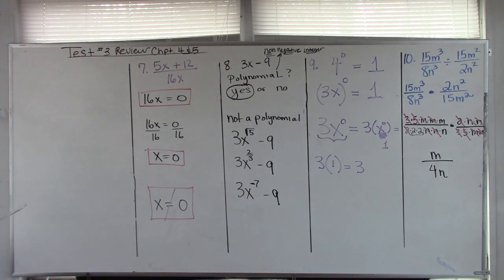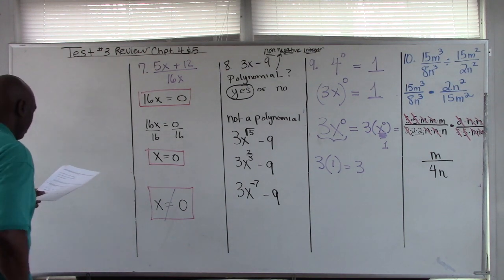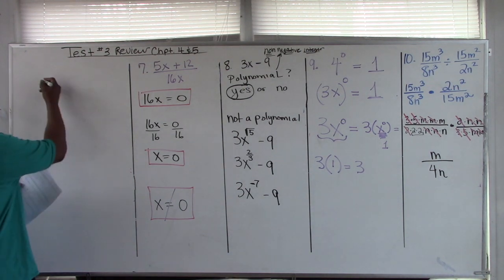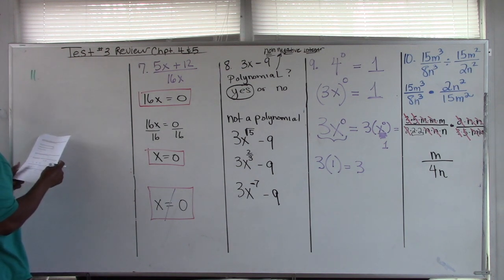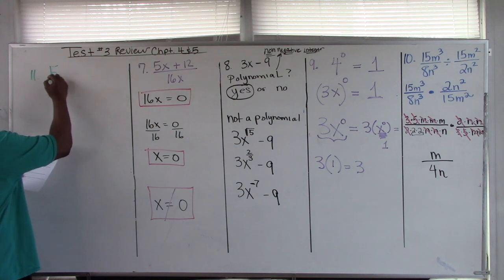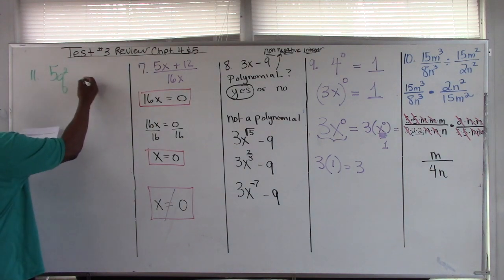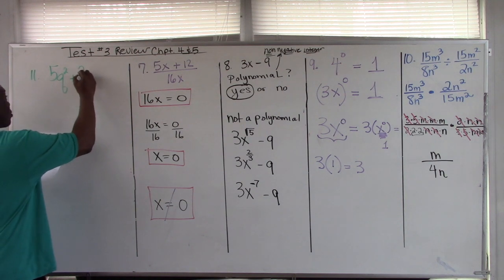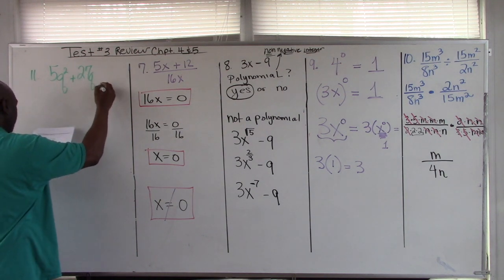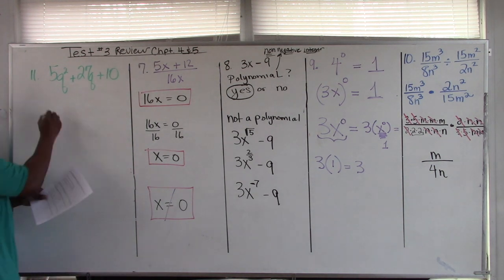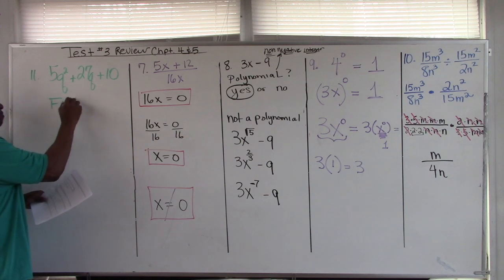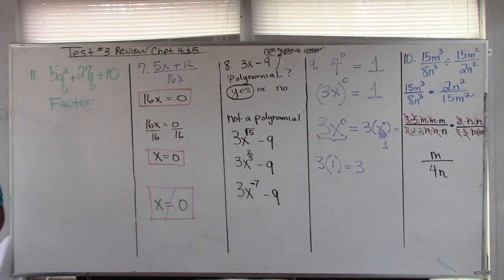Number 11. What do we have for number 11? 5q squared plus 27q plus 10. Factor it. Okay, let's factor this.